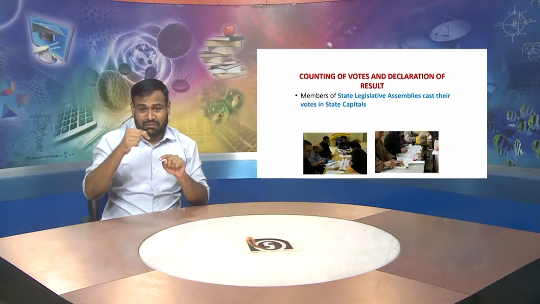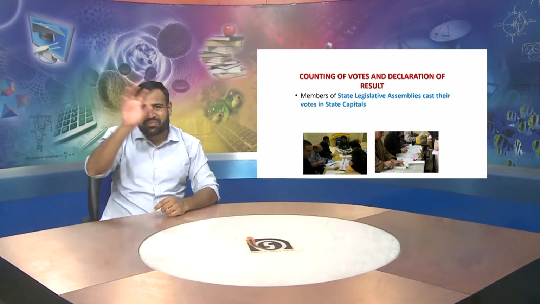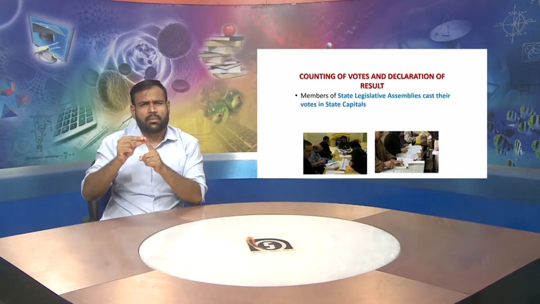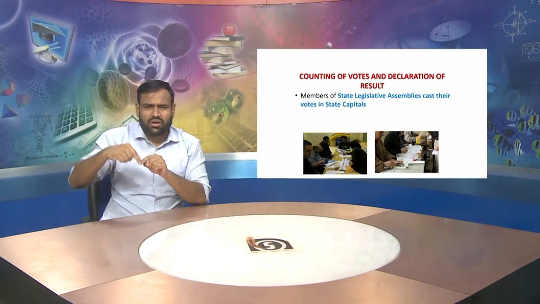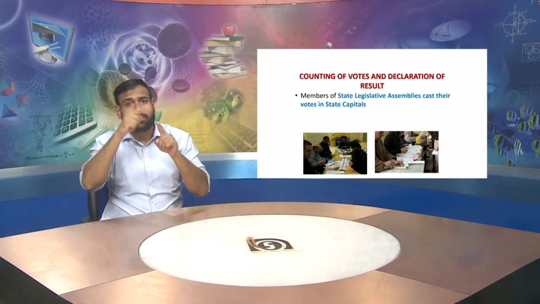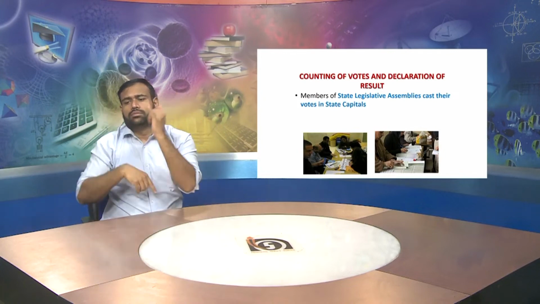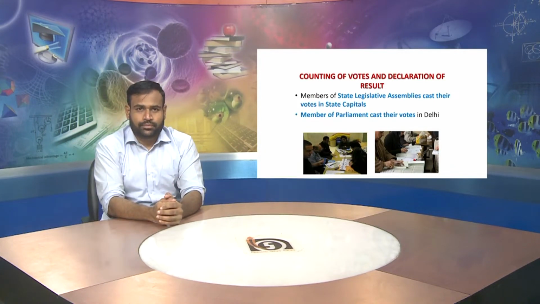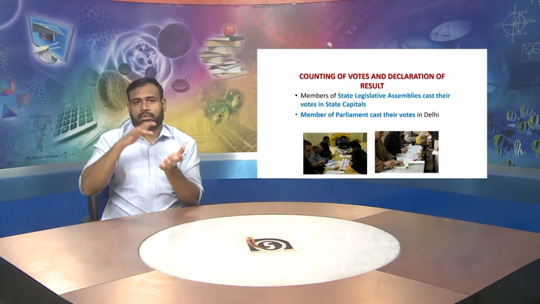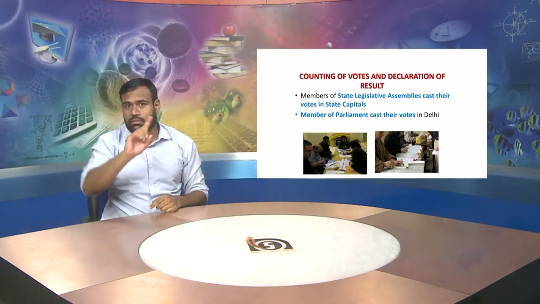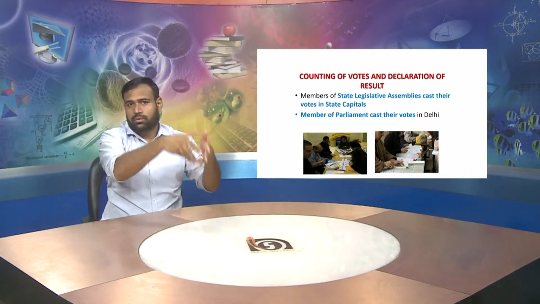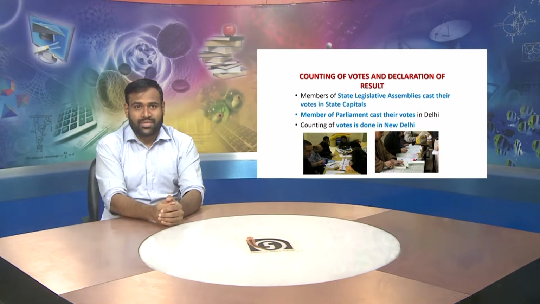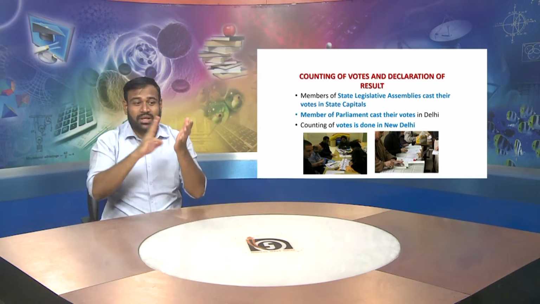Counting of votes and declaration of the result. Members of state legislative assemblies cast their votes in their state capitals, for all the states, and members of parliament cast their votes in Delhi. And next, counting of votes is done in New Delhi.